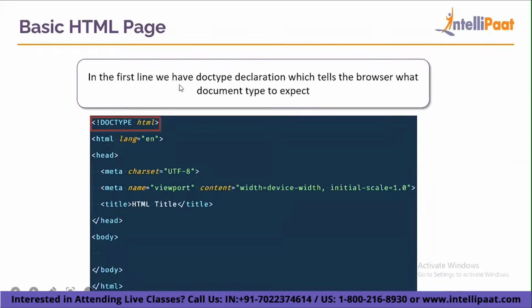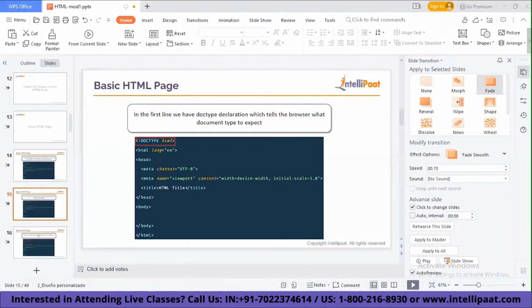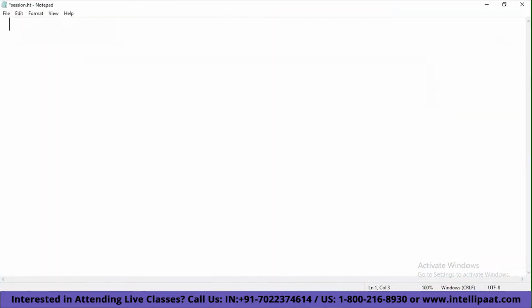In the first line, we have a doc type declaration which tells the browser what document type to accept. Okay. So wait, I'll just show this one. Let me make it more clear.